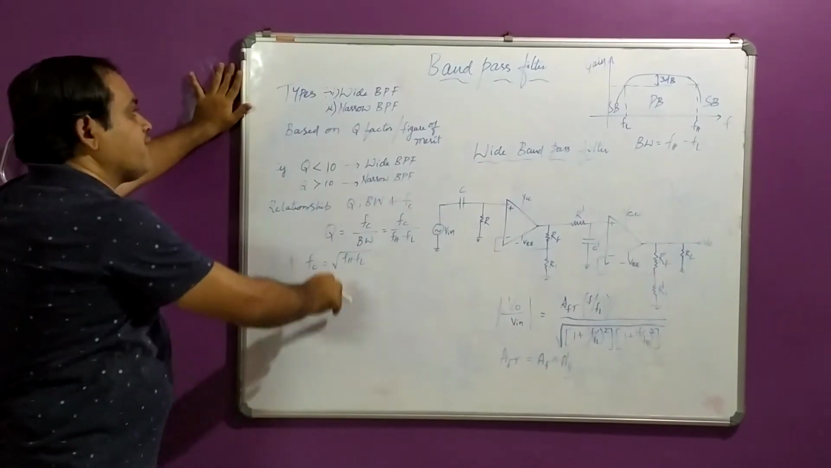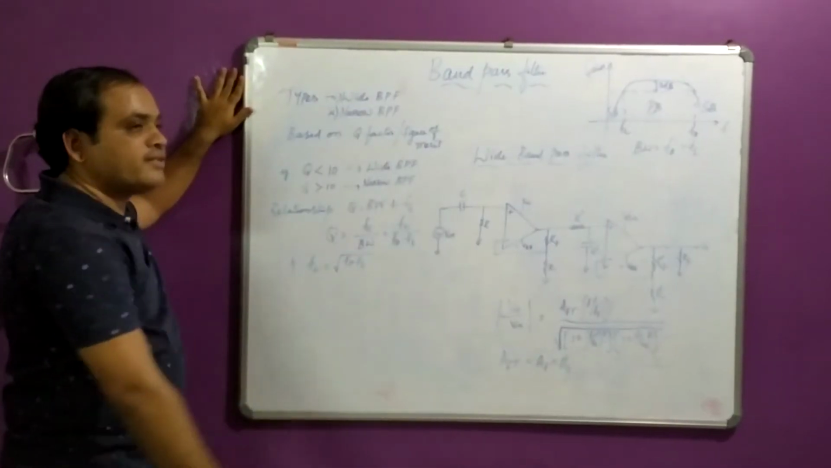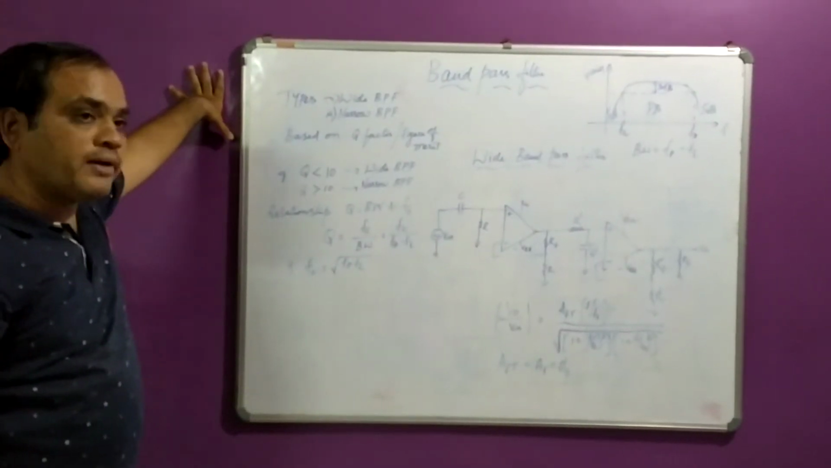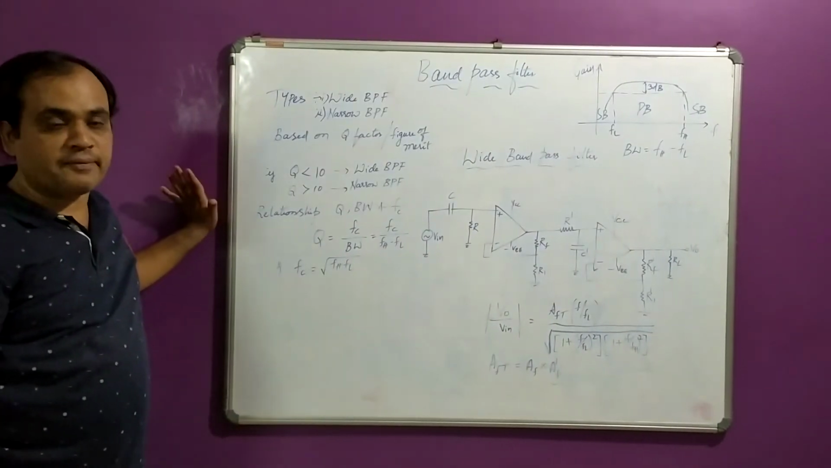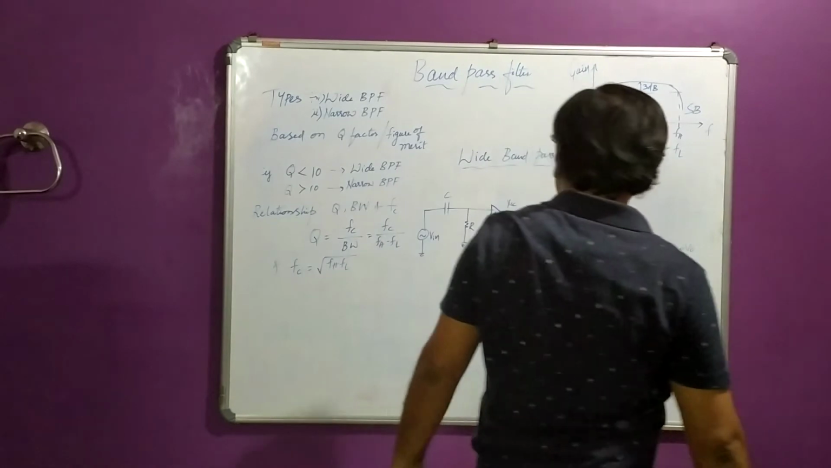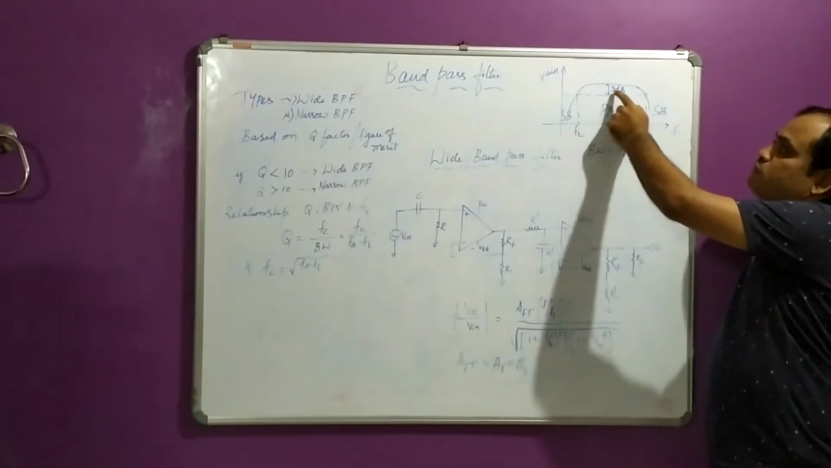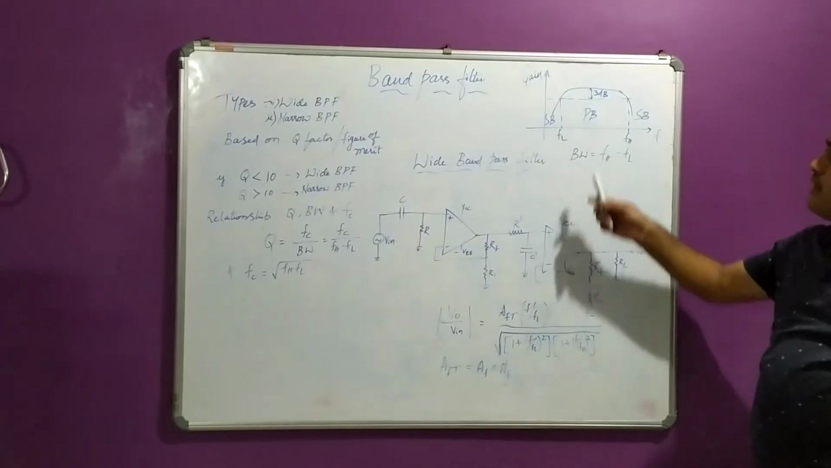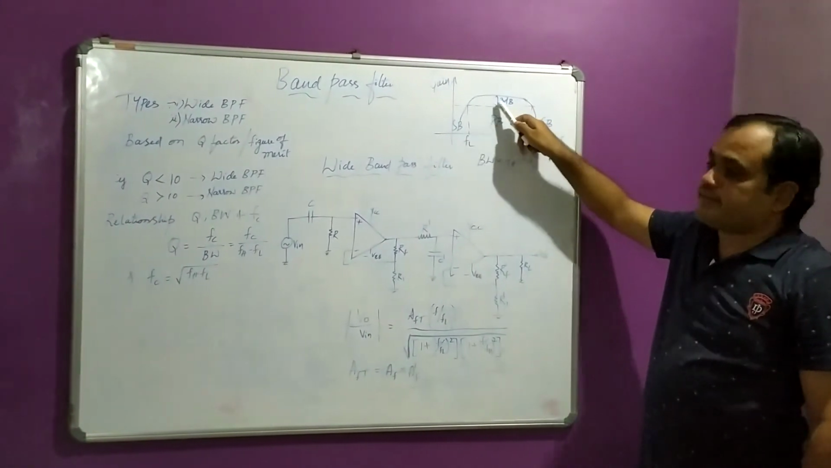Now this is the background required to study the two types of band pass filters, that is wide band pass and narrow band pass. In today's session we will discuss the wide band pass filter. As I told, in the frequency response of a wide band pass filter, the pass band, or the constant gain, is wide. That means flat.